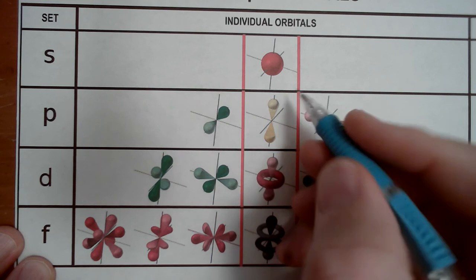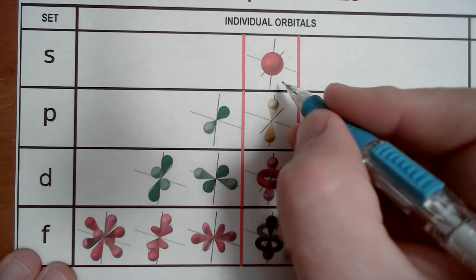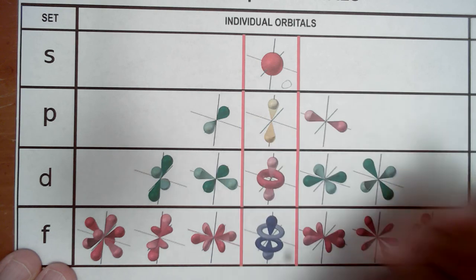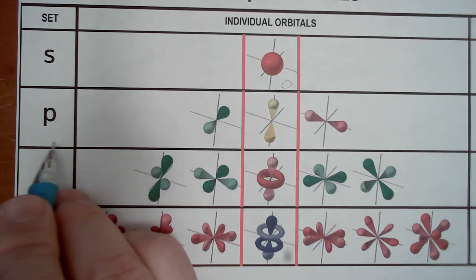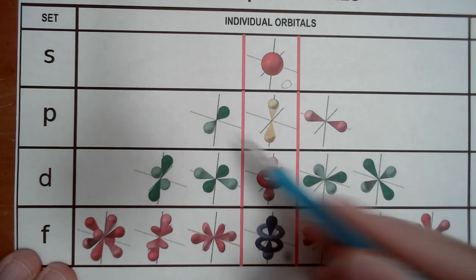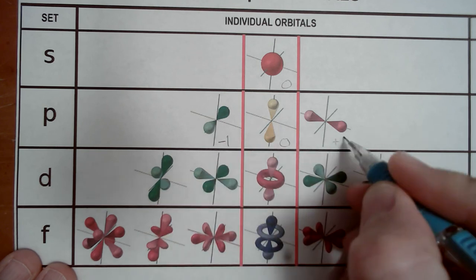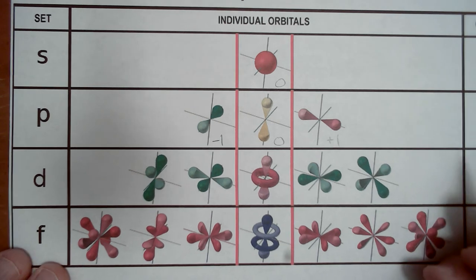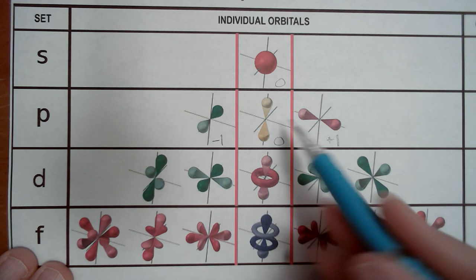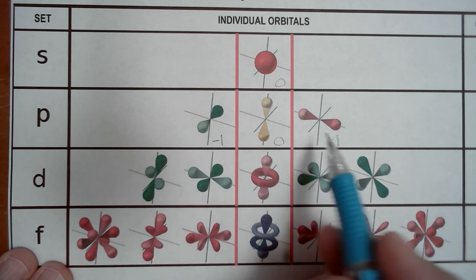So remember, S has 0, so S has a M sub L value of 0, and nothing this way. And P has 3 orbitals, and they look like dumbbells, and we have them on the Z, Y, and X axis, or X, Y, Z axis. And so that would be a -1, a 0, a +1. Can you see? So I don't know how bright that is, but you can see now how we have different orientations. This is on the X, Y, and Z axis.